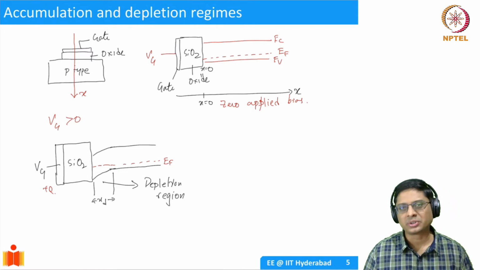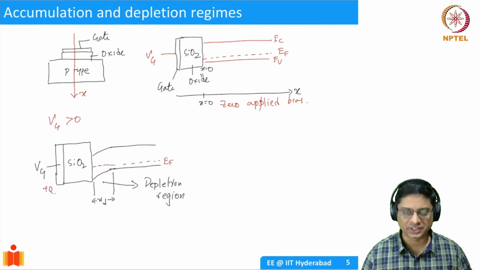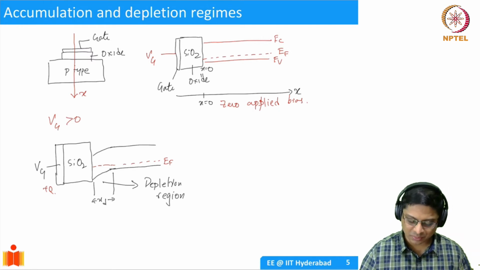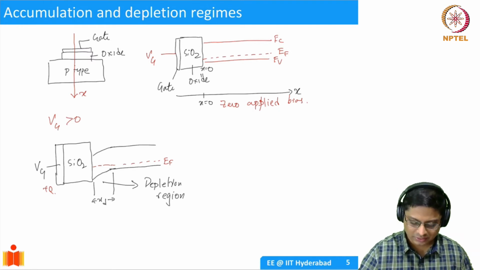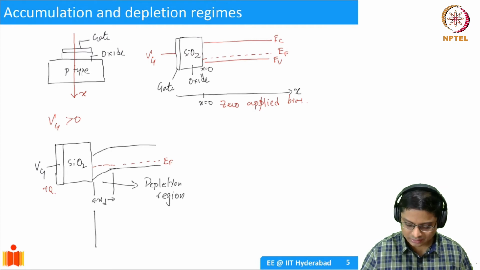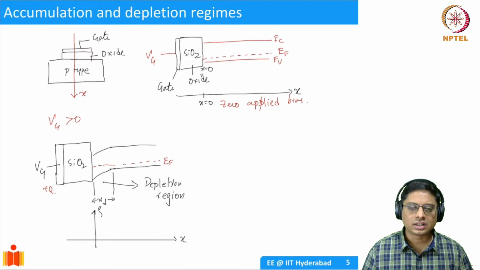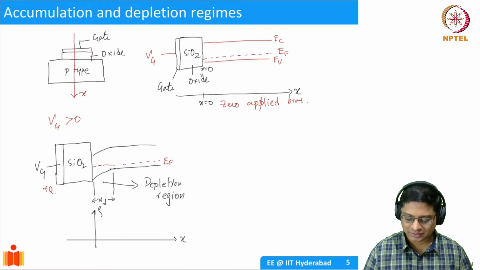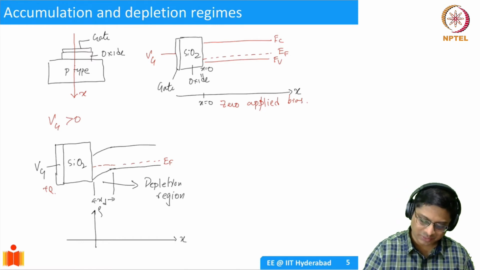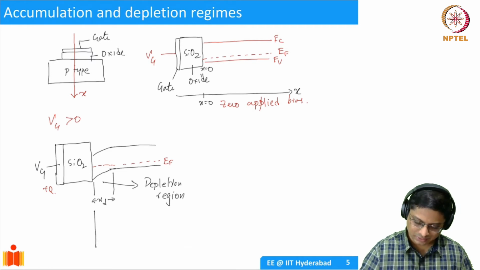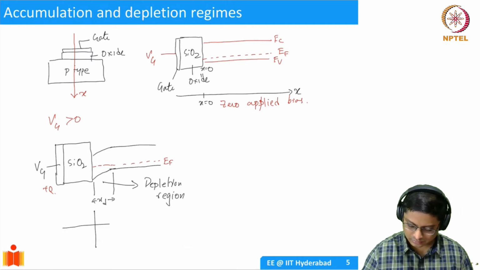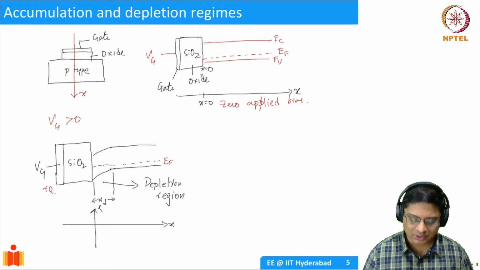And how is the charge looking like? If I ask you to draw the charge profile of this as a function of X, space charge profile, right? So this is my X, this is my rho. It's a P-type semiconductor. This is my P-type semiconductor, and then I want to draw as a function of X.